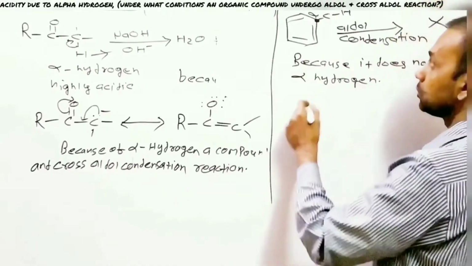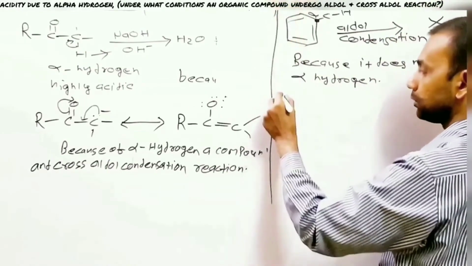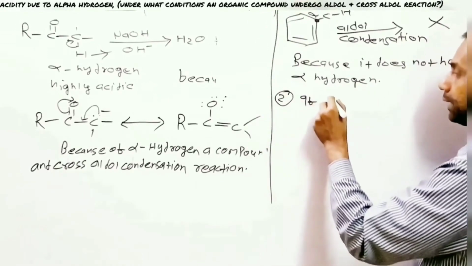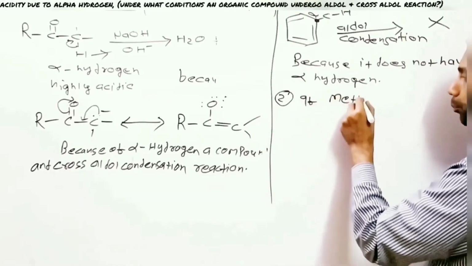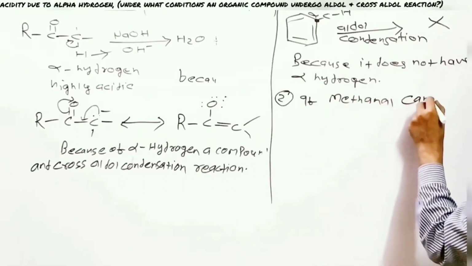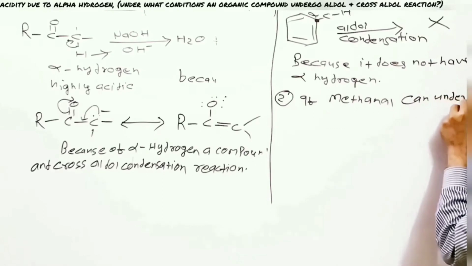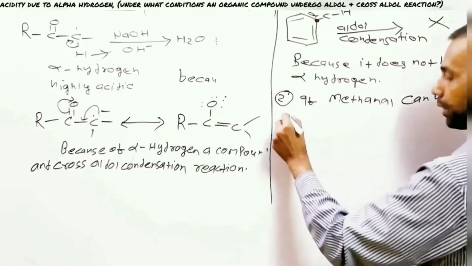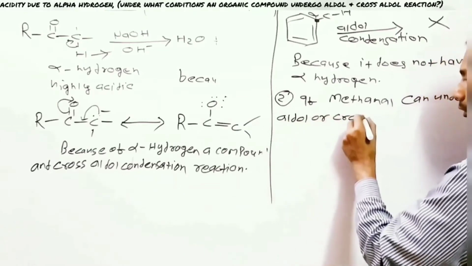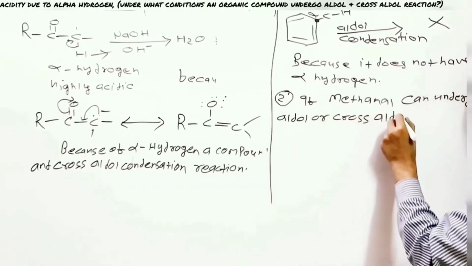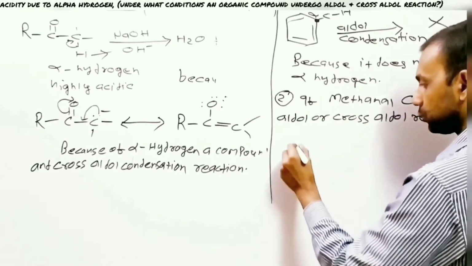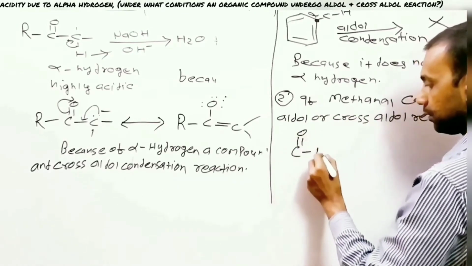Let's take you through another question. This was the first one. Let's talk about the second one. If methanol can undergo aldol or cross aldol reaction, let's talk about it. So methanol, this one is the methanol here.